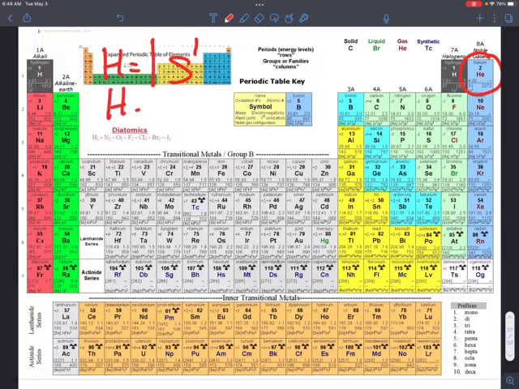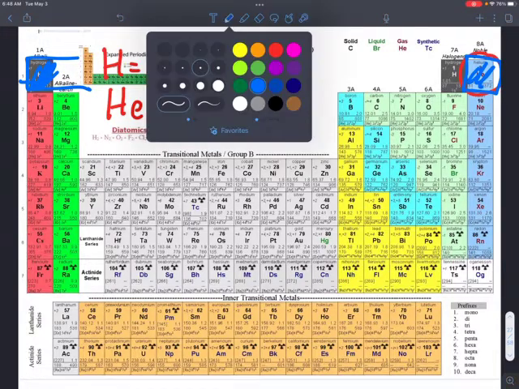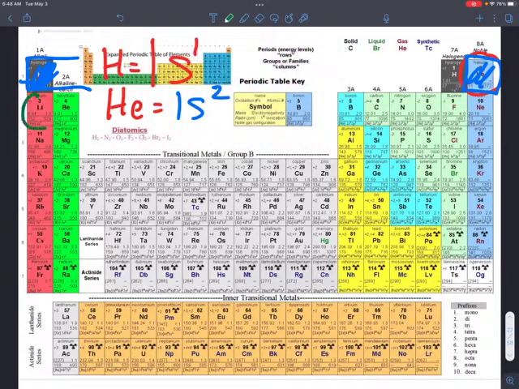With helium, if we read this like a book, what row is it on? It's on the first row. What type of shape do we find it in? Well, if we come over here like this, that's in an S shape. And then how many boxes? 1, 2, 1s2.